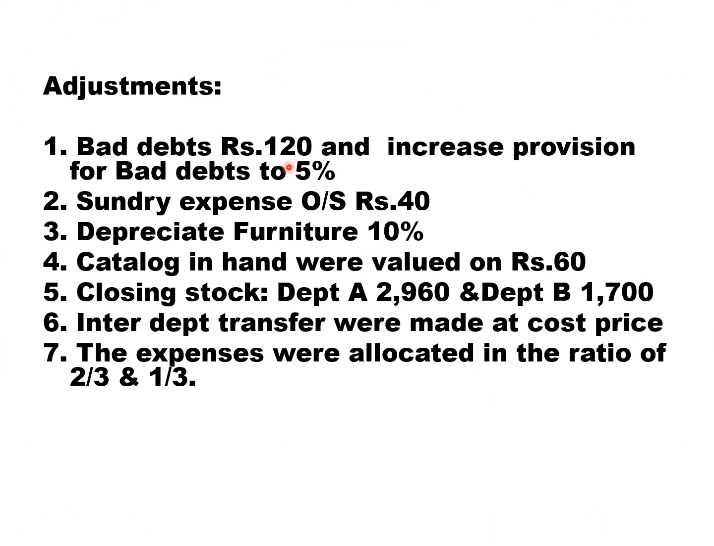Adjustment bad debts rupees 250 and increase provision for bad debts 5%. So adjustment number 1 has 2 entry, bad debts 120 and increase provision for bad debts is nothing but RBD. So RBD is 5%. It's called new RBD. Sundry expenses outstanding rupees 40. So expenses not paid 40. It will be a liability also.